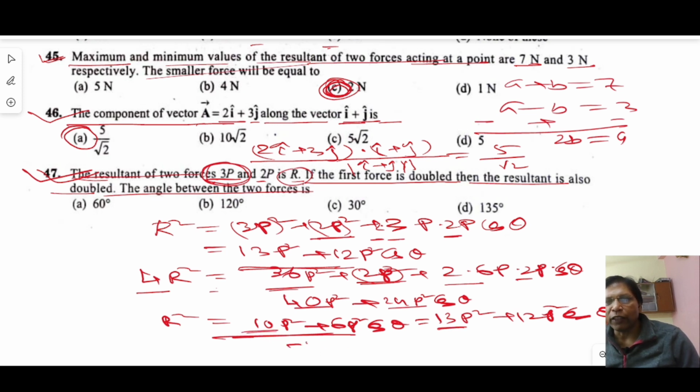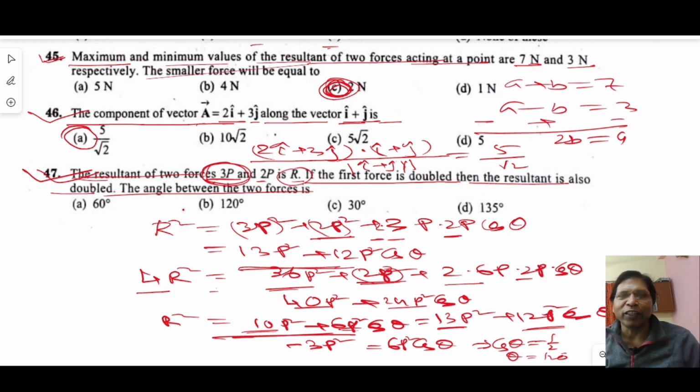So this is the minus 3p square. And this is the 12p square cos theta, 6p square cos theta. So this is the 6p square cos theta. Therefore here cos theta is equal to minus half. Therefore theta equal to 120 degree. Okay, so option B is correct.